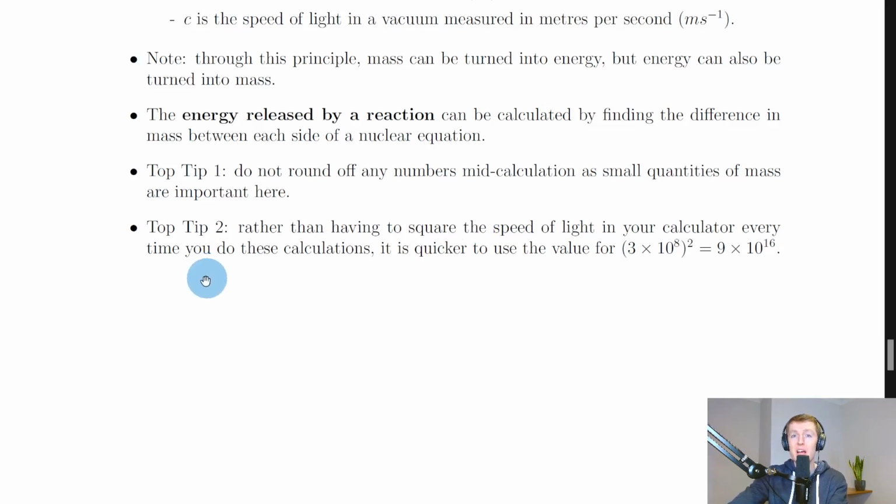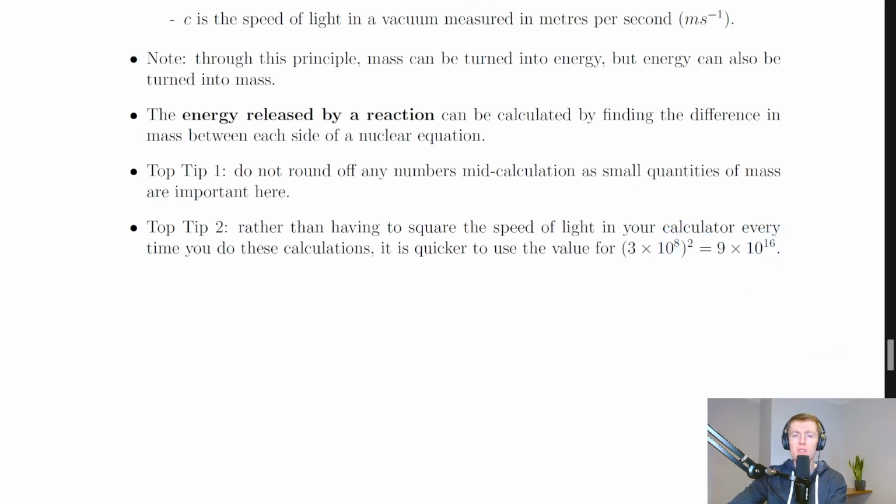And lastly, top tip 2 isn't really necessary, but it says rather than having to square the speed of light in your calculator every time you do these calculations, it's quicker to use the value for 3 times 10 to the 8 squared, which is 9 times 10 to the 16. So that's the same as squaring the number here, 3, to get 9, and just multiplying the power here by 2, because we've got 8 times 2 there, which gives us 16.